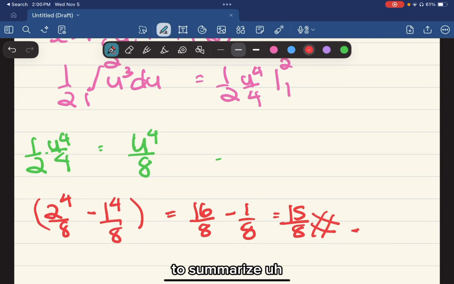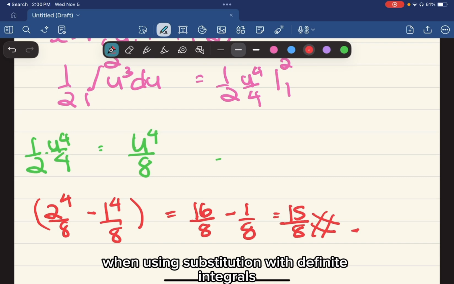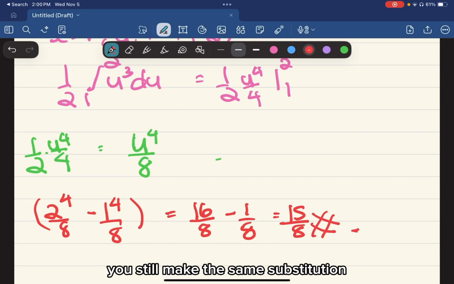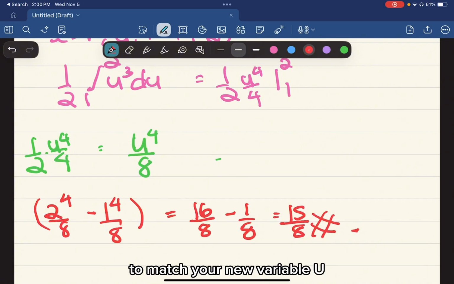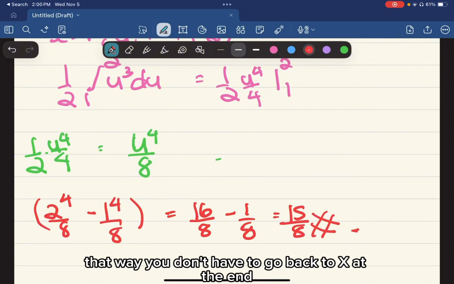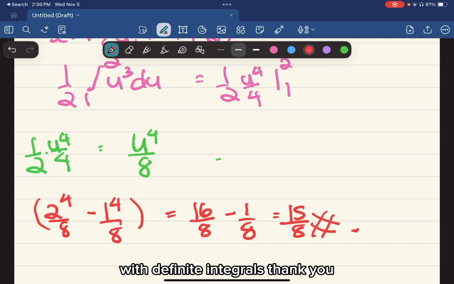To summarize, when using substitution with definite integrals, you still make the same substitution, but you also change your limits of integration to match your new variable u. That way you don't have to go back to x at the end. And that's how substitution works for definite integrals.